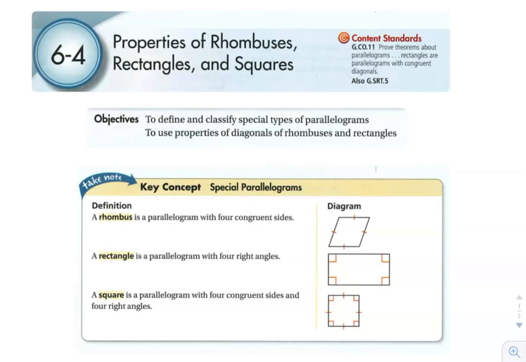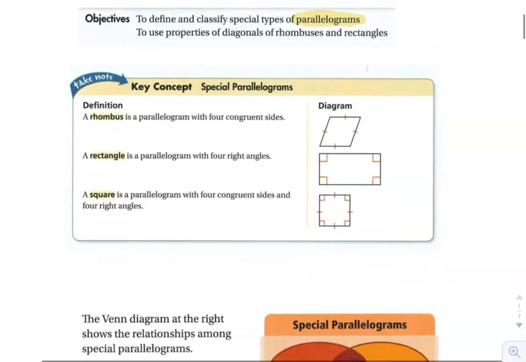Next lesson is titled Properties of Rhombuses, Rectangles, and Squares. So for this lesson, guys, we're still talking about parallelograms. All of the properties of parallelograms that we talked about in the last lesson still apply, but we're just getting into more specific types of parallelograms here. So we're going to be talking about rhombuses, looking at our definition here.